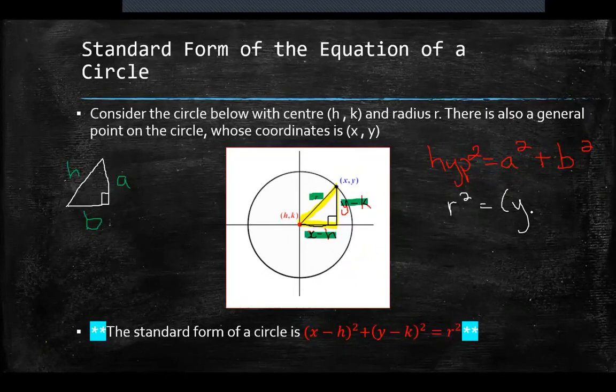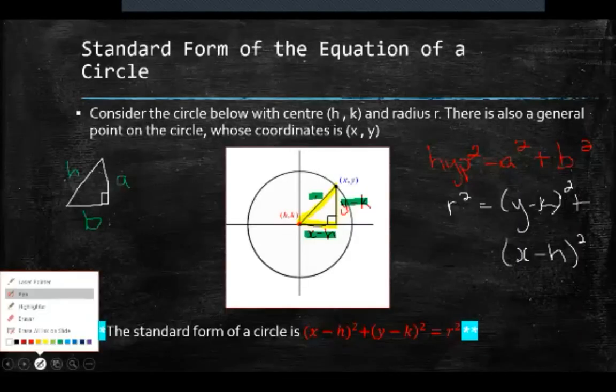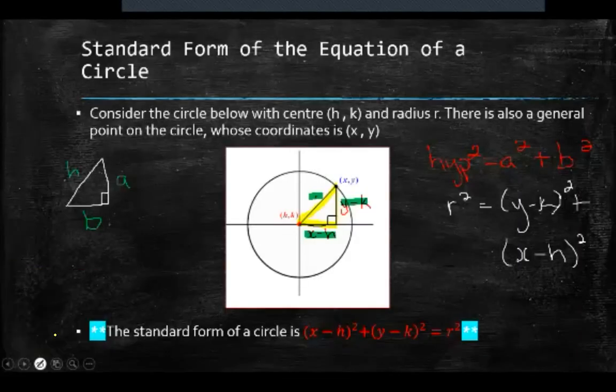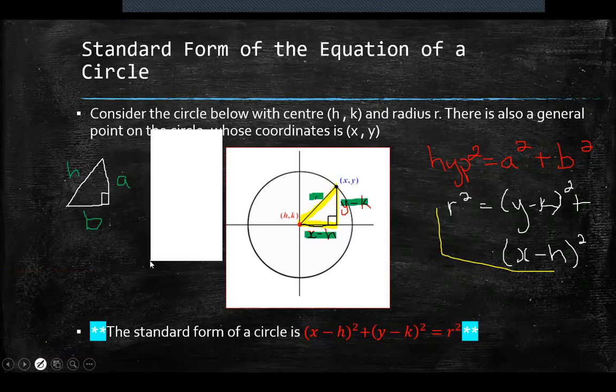So what would I write? Y minus K squared plus X minus H squared. But this could be rewritten as this right here. Hold on. Let me write it on the blackboard so you can see it more clearly.